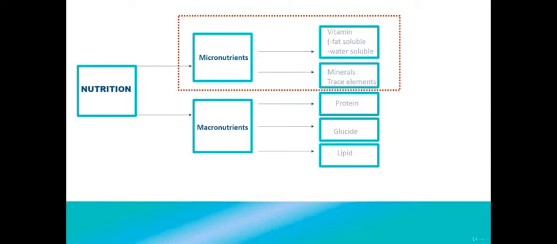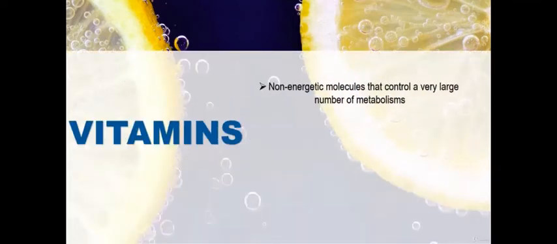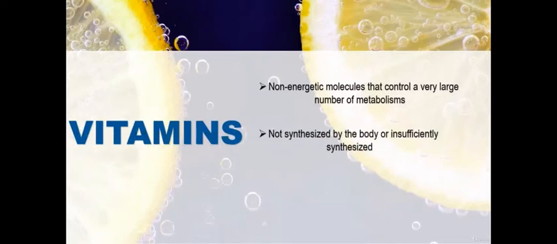Let's start with vitamins. Vitamins are organic compounds of low molecular weight, different from carbs, fat, and protein, essential for the proper functioning of the organism. Vitamins are non-energetic molecules that control a very large number of metabolisms and several vital processes by acting as coenzymes or as antioxidants. They are molecules not synthesized by the body or insufficiently synthesized, though vitamin D can be synthesized after exposure to the sun. They are needed in very small amounts.